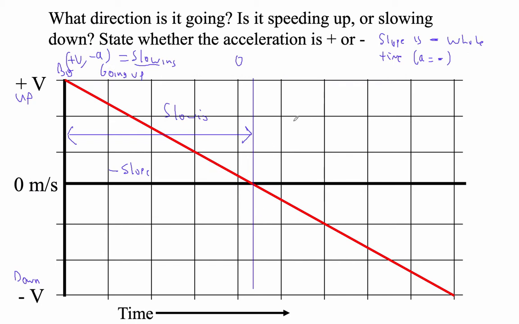Okay? Now here we start at 0, right? Velocity is 0 at this point, right? And we go to a big negative velocity. Here's a big negative velocity down there, right? So in this region here, we're speeding up.